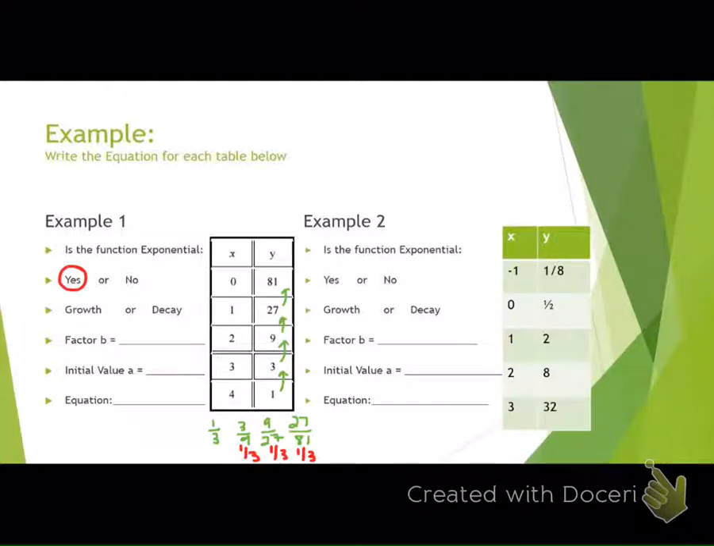Connor Clover. Decay, why? Yeah, 1/3 is less than 1. It's between 0 and 1. So what is your factor, your B value, Jordan? The factor is what you multiply by each time. 1/3. And Connor, what is your initial value, A? When X is 0. Oh, 81.